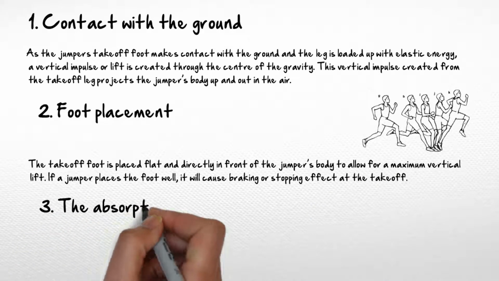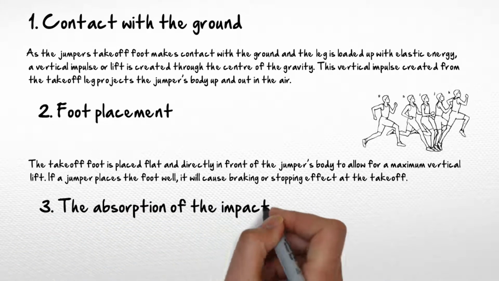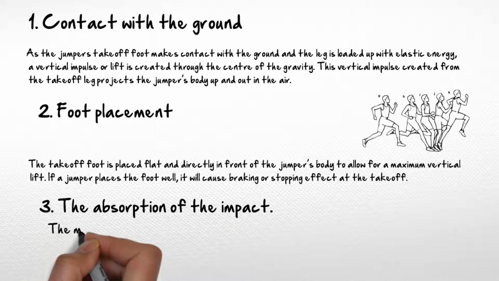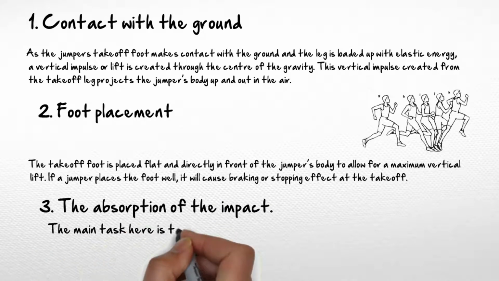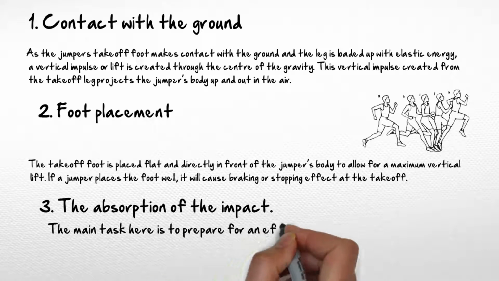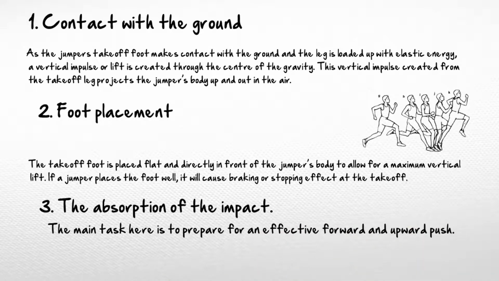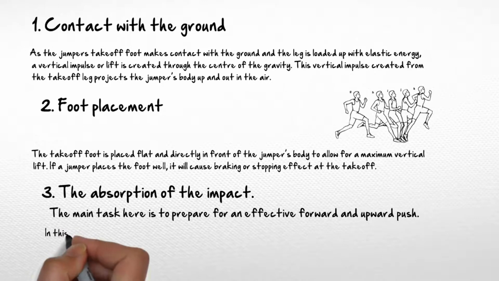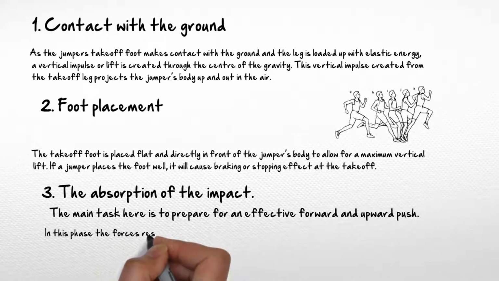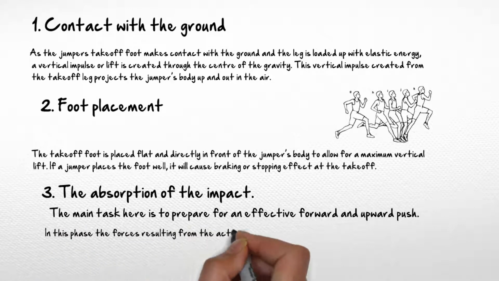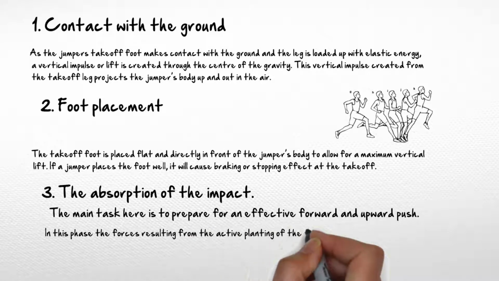Third one, the absorption of the impact. The main task here is to prepare for an effective forward and upward push. In this phase, the forces resulting from the active planting of the takeoff leg are absorbed by the slight flexion at the ankle, knee and hip joint.